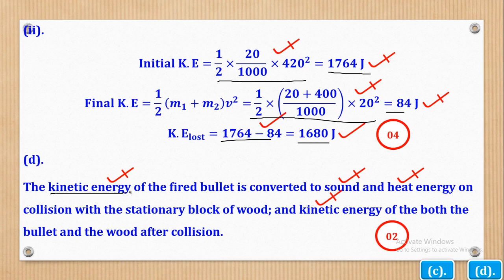Then you have a mark for this kinetic energy. Here when I say sound energy, that is half a mark. Heat energy, that is half a mark. Then kinetic energy for both, that is also half a mark. So this kinetic energy was for only the fired bullet, and this kinetic energy is for both the bullet and the wood.